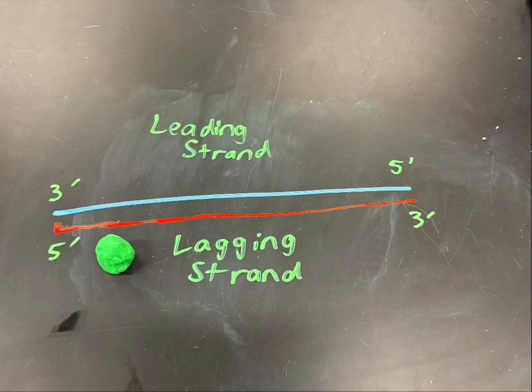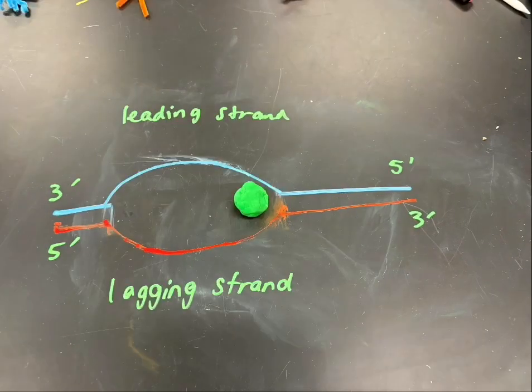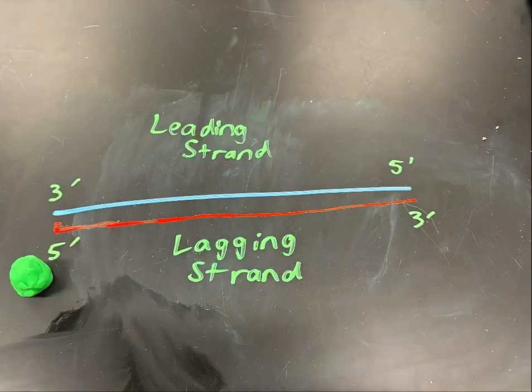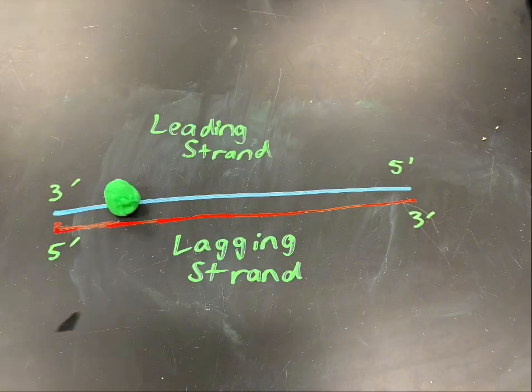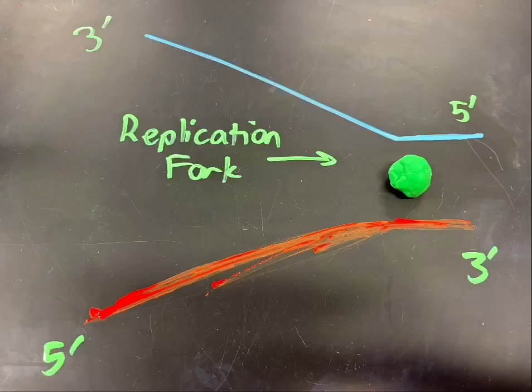The first enzyme used in DNA replication is helicase, which breaks the hydrogen bonds connecting base pairs in DNA. Helicase starts breaking base pairs at a location called the origin of replication. As helicase breaks up the base pairs, a replication fork is created.